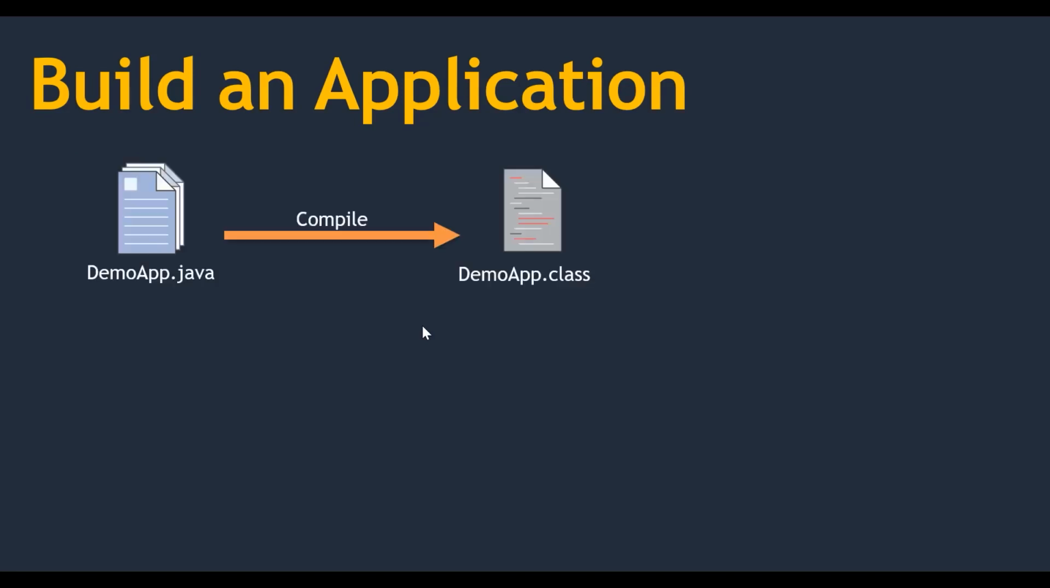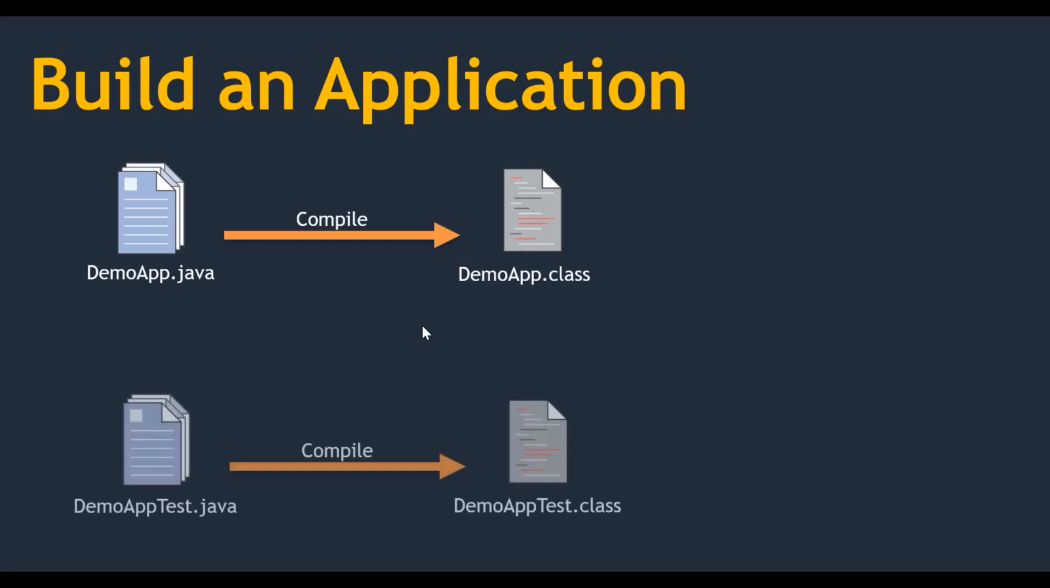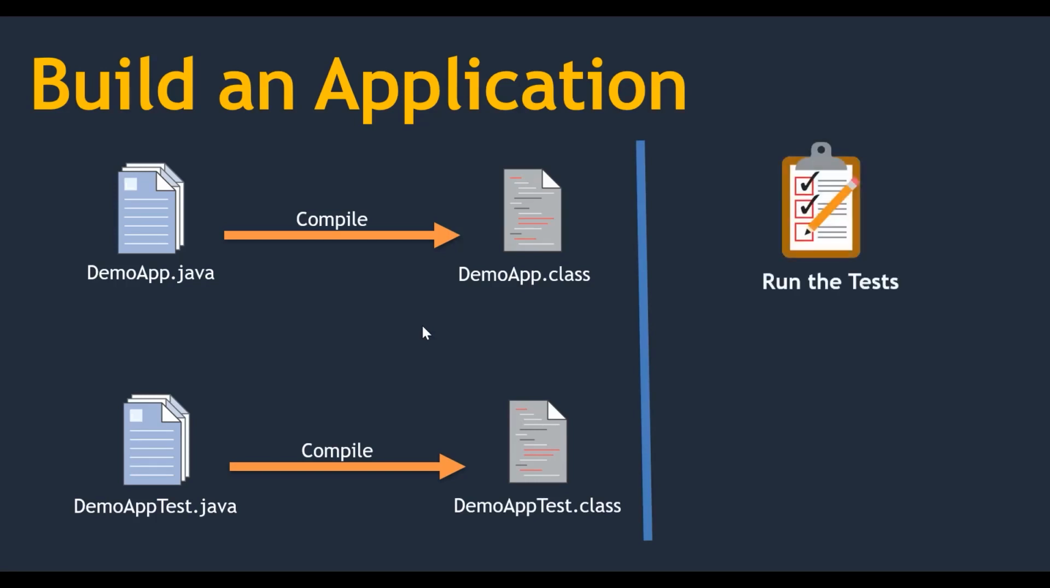Once again, the process involved is we are going to compile our source code, the application as well as the test cases. Once this is done, we need to run our test cases on our code. If it is fine, then we are going to create a JAR or EAR file. These are the steps involved to build our application.